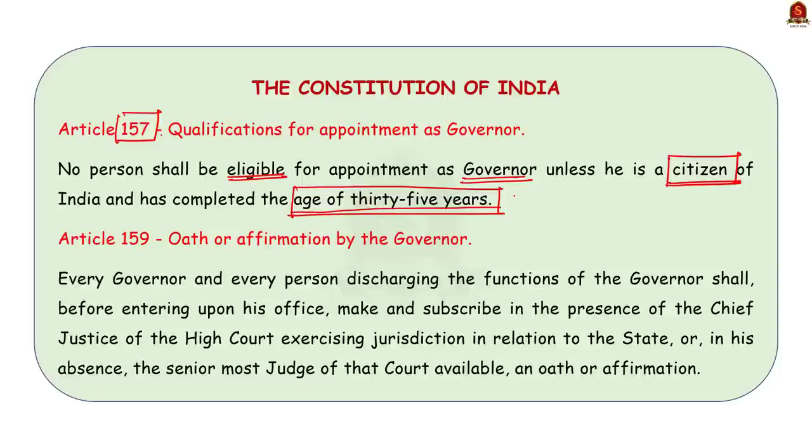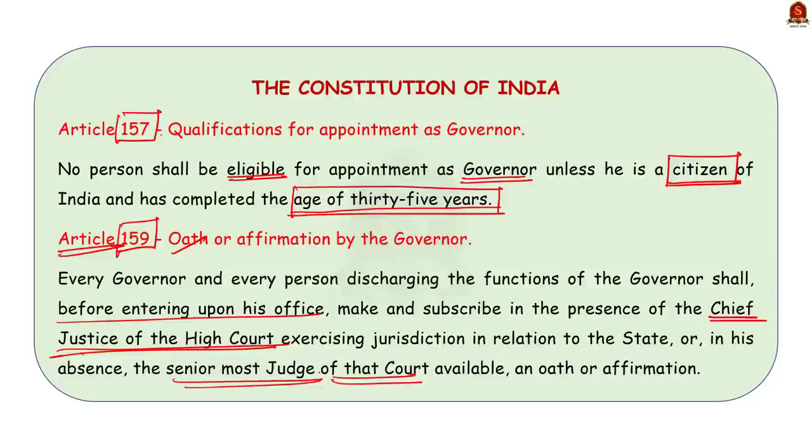Now finally, before concluding our discussion, we'll see about the oath or affirmation by the governor. And this is provided under Article 159. It says that every governor and every person discharging the functions of governor shall make and subscribe an oath or affirmation before entering his office. And this is in the presence of the Chief Justice of the High Court exercising jurisdiction in relation to the state. In case of absence of the Chief Justice of the High Court, the senior most judge of the High Court will preside over the oath of the governor.